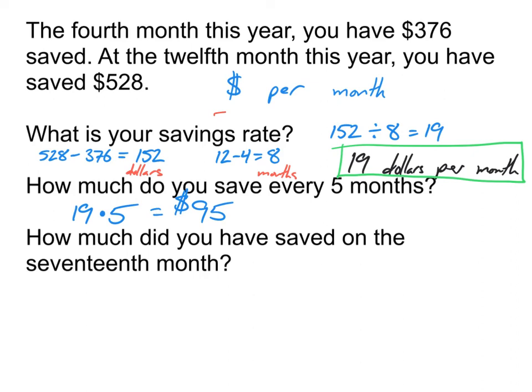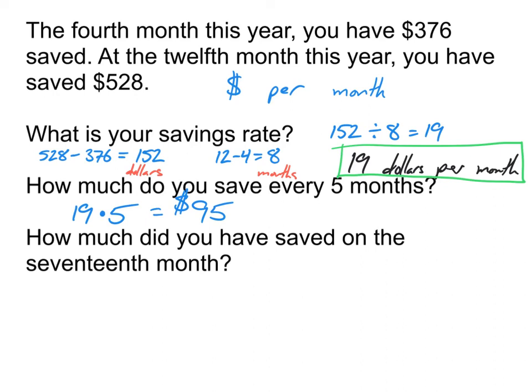All right, and the last one, how much did you have saved on the 17th month? What makes this particular problem extra tricky is because it's not saying how much did he save every 17 months, but rather how much do you have saved on the 17th month? Well, that has to account for the fact that we know that after 4 months we were at 376, or after 12 months we were at 528. We're going to need to use one of those pieces of information in order to be able to answer this.